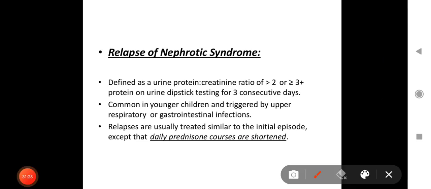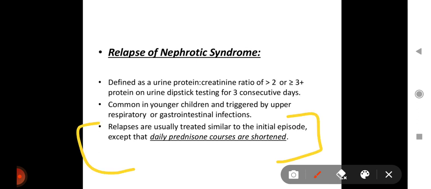So, relapse of nephrotic syndrome is defined as urine protein creatinine ratio more than 2 or 3 plus protein on dipstick testing for 3 consecutive days. It is common in younger children and triggered by upper respiratory and gastrointestinal infections. Relapses are usually treated similar to initial episodes, except that daily prednisolone courses are shortened.